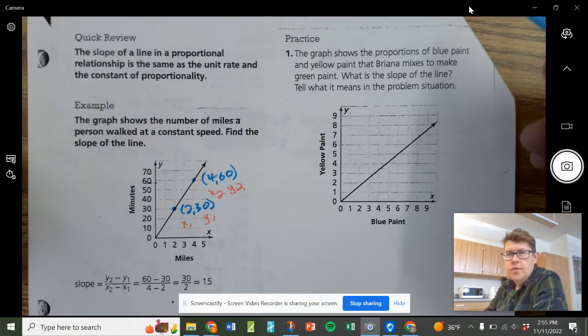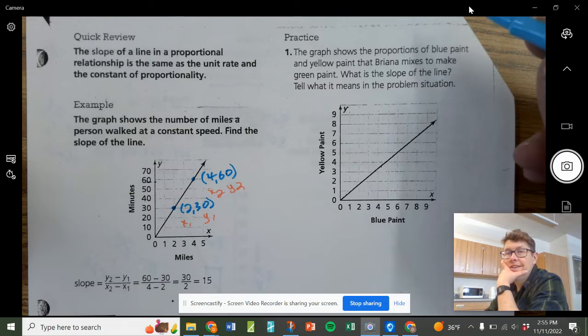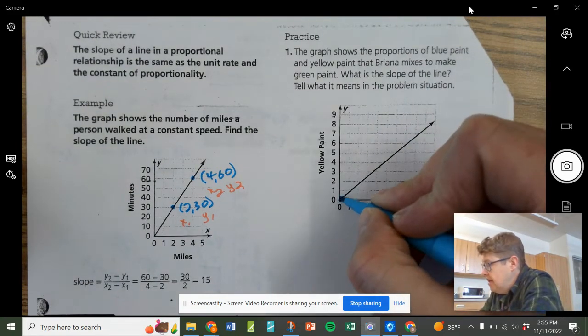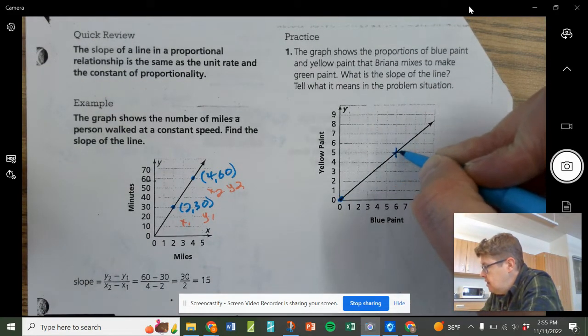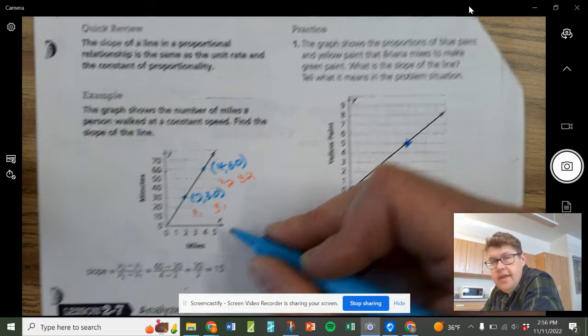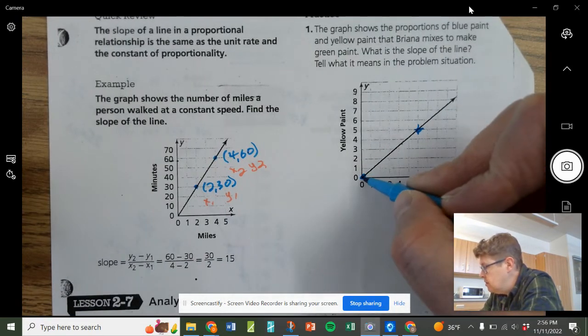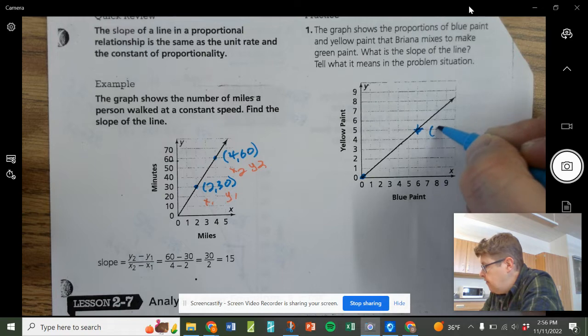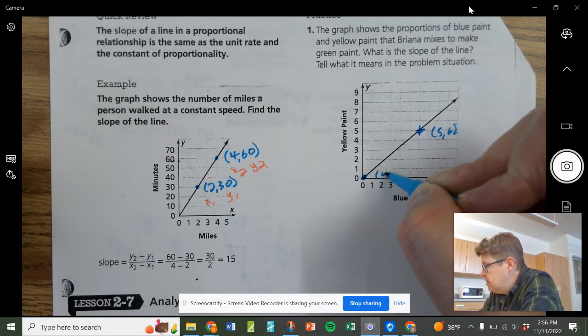Okay. The graph shows the proportions of blue paint and yellow paint that Brianna mixes to make green paint. What is the slope of the line? Tell what it means in the problem situation. So you don't really need to do this. You can if you want to, right? You can use 0, 0 and 5, 6 for this, right?